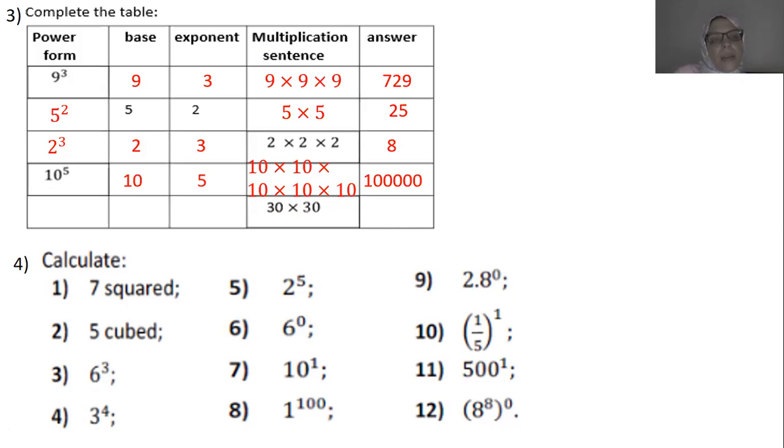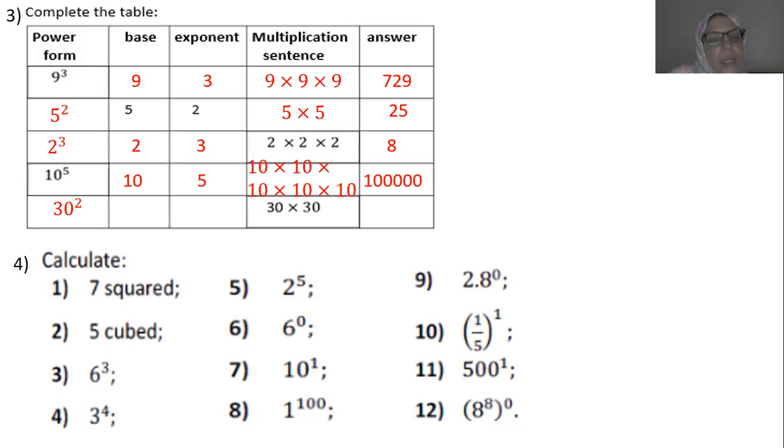Now, in the final line, we don't have the power form, we don't know the base or the exponent, we just know the multiplication sentence. So we can write a multiplication sentence in power form. How? What is the number repeated? It is 30. So we write 30 down. How many times is it repeated? 2 times. So we write 30 squared.